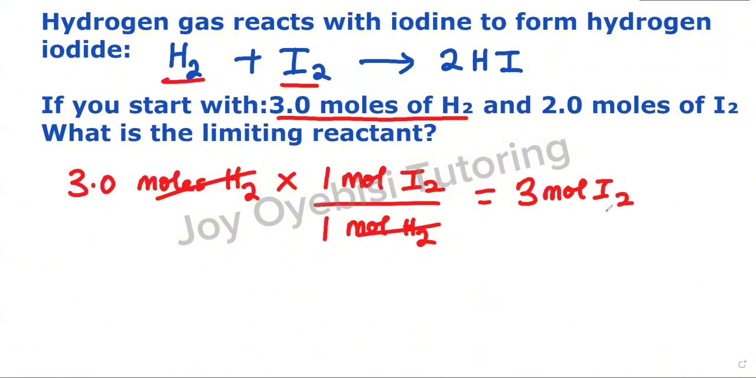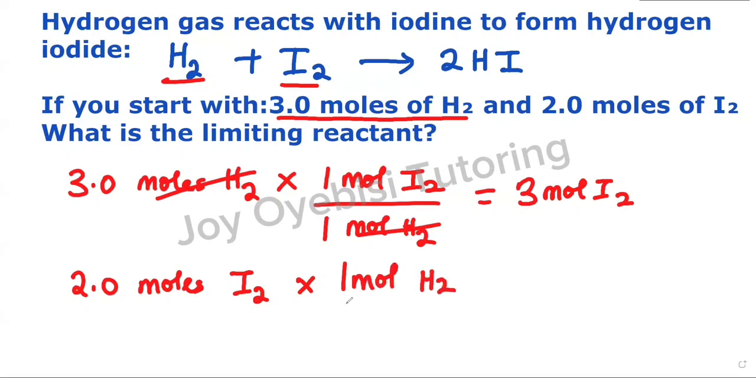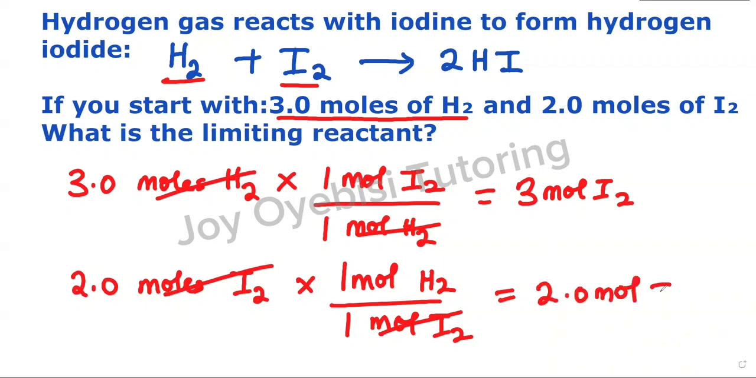We're going to do the same thing, but this time with 2 moles of iodine. So we convert it this time to moles of hydrogen. So 2 moles of iodine times 1 mole of hydrogen. Divide that by 1 mole of iodine. The iodines on opposite sides will cancel, leaving us with 2 times 1 divided by 1 is 2 moles of hydrogen.